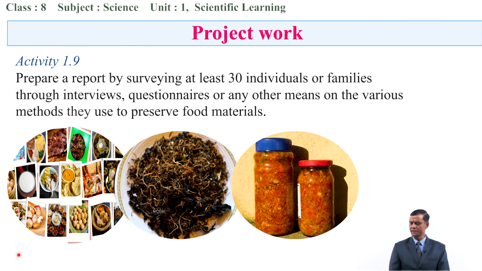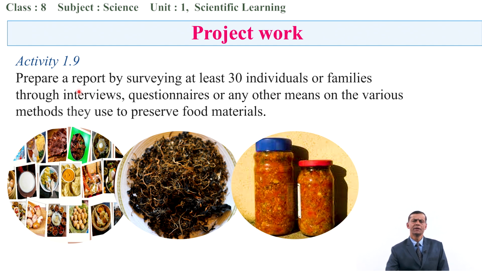And dear students, now here is one project work for you. It is based on activity 1.9, which is in your textbook. Please check your textbook. What is the activity about? Yes, here are some pictures. What do the pictures relate to? Yes, the pictures are related to food preservation, isn't it? How do we preserve food items? The project activity is also related to this.